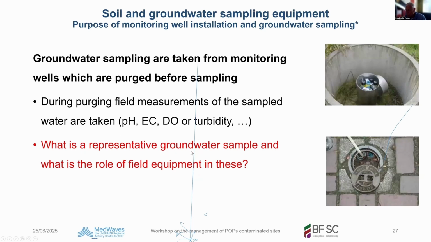What is a representative groundwater sample, and what is the role of the field equipment in these? That's a question to be discussed, but representative will say that the pH is constant, the electric conductivity is constant, and that your sample is taken at a slow rate so that it doesn't move too much into your bottle, to avoid volatile components being evaporated. Now this is a wellhead, and here you see many wells inside, and this is also a wellhead but under the surface. It's called a street box.